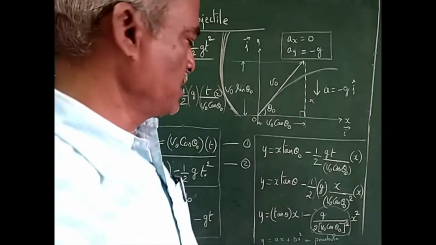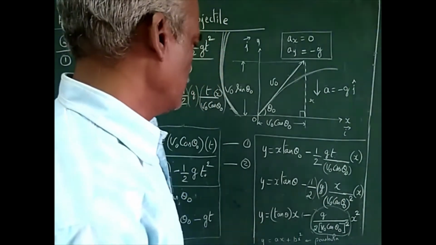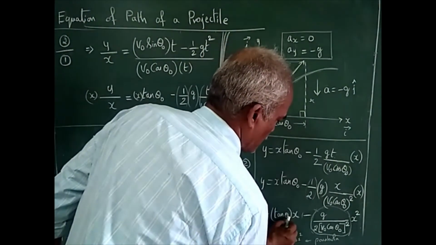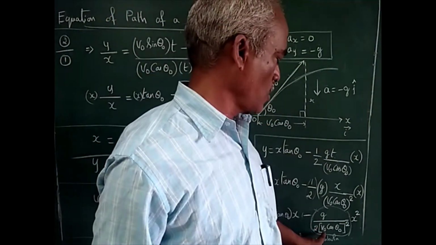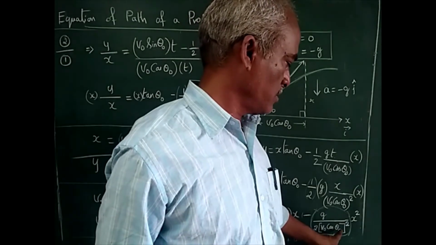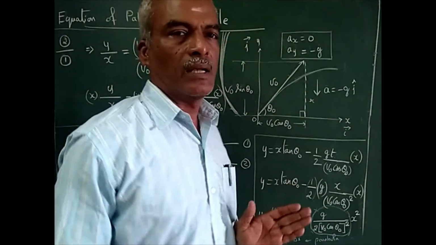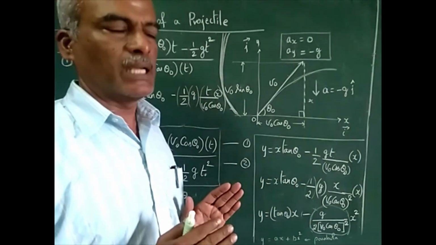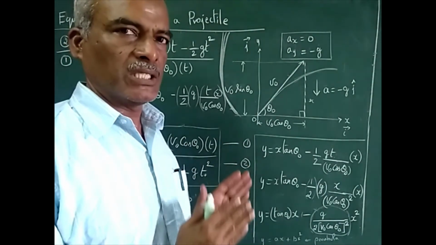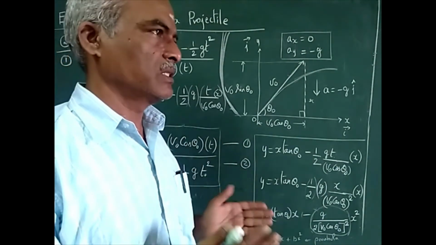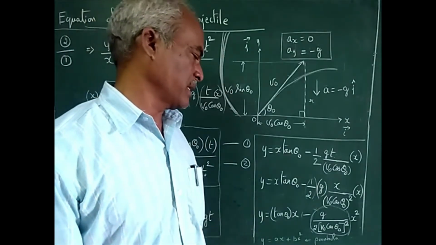The final equation, that is y is equal to tan theta naught into x minus g divided by 2 into v naught cos theta naught the whole square into x square, is the final equation of the projectile. So it matches with the equation of the parabola. The general equation of the parabola is y is equal to ax plus bx squared.